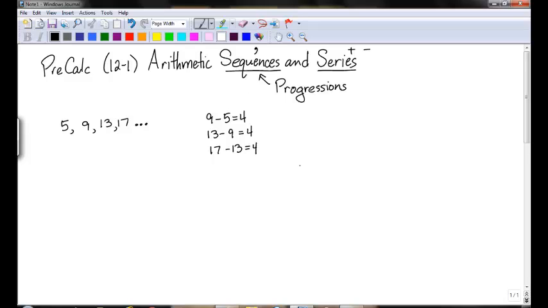And this is what they call the common difference. Okay, this is the common difference. But you always do it in that order. You take the second term minus the first term, and do it in that order. Figure out what the common difference is. Okay. Then they will give you different types of problems.